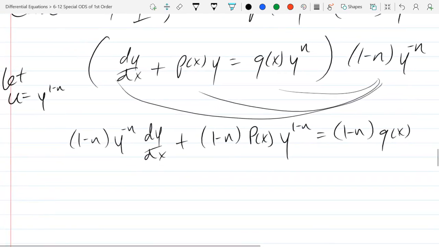All right, u equals y to the 1 minus n. So I did something a little tricky with this y power. That's just y to the negative n times y. So it's 1 more than y to the negative n.